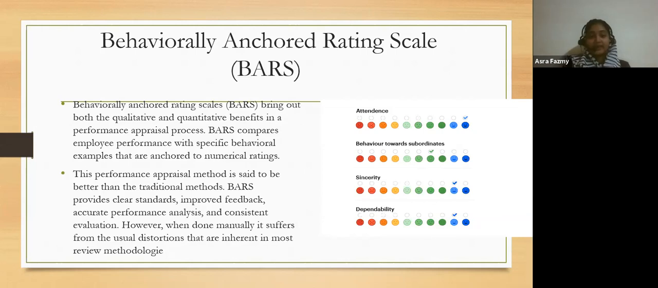However, when done manually, it suffers from the usual distortions that are inherent in most review methodology. But now this is computerized. Whatever you all can see now is computerized. But if you are going to do it manually using full caps paper, half sheets or whatever, it's going to be time consuming. It is difficult to gather all this information and analyze, because it's not just one or two people. There'll be 50, 100, so collecting and analyzing all this information is a very difficult task. So those are a few of the disadvantages of this behaviorally anchored rating scale, right?